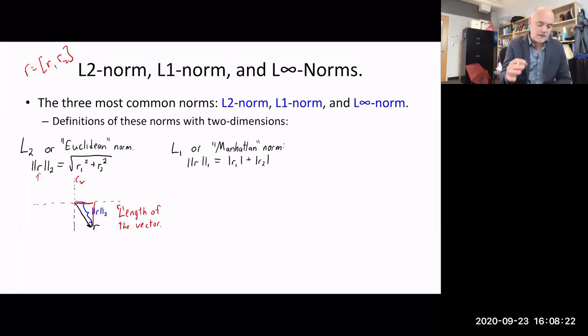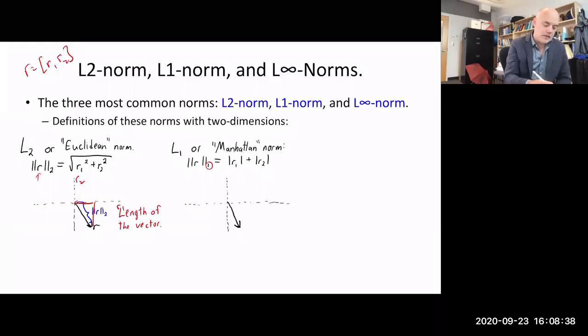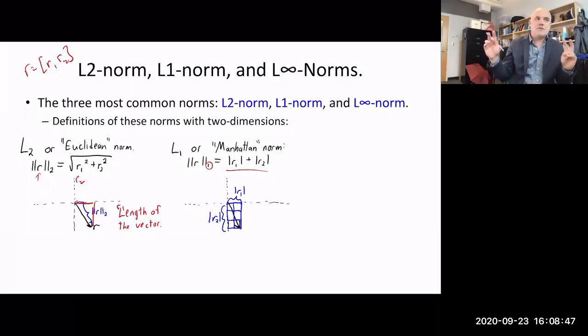The L1 norm is the Manhattan norm. So, same vector R, the L1 norm is defined as the sum of the absolute values of the dimensions of the vector. Note there's a 1 here, so this is the L1 norm, and this is the definition in 2 dimensions.